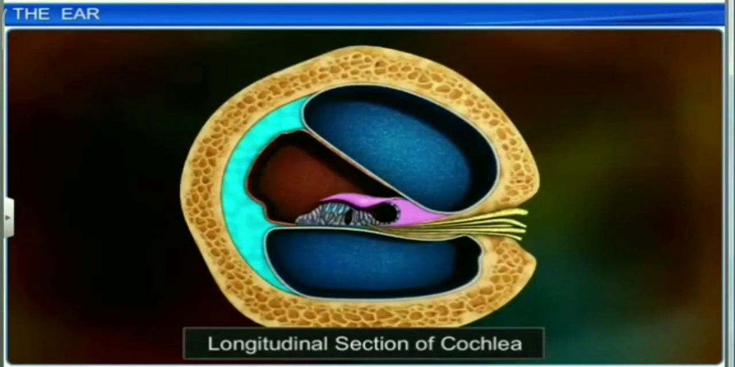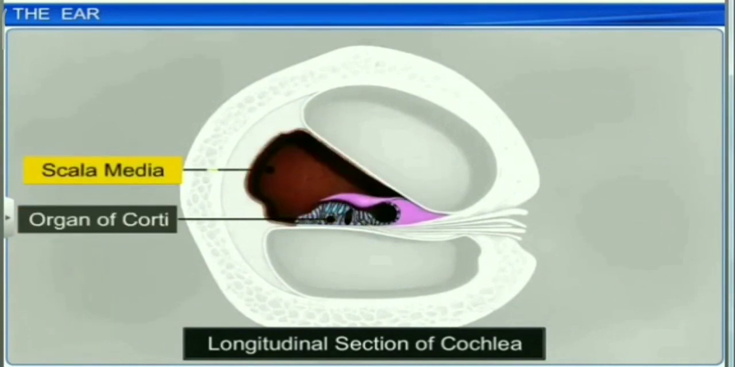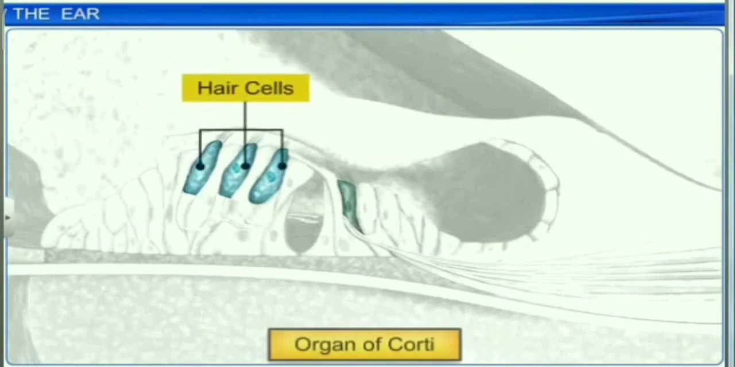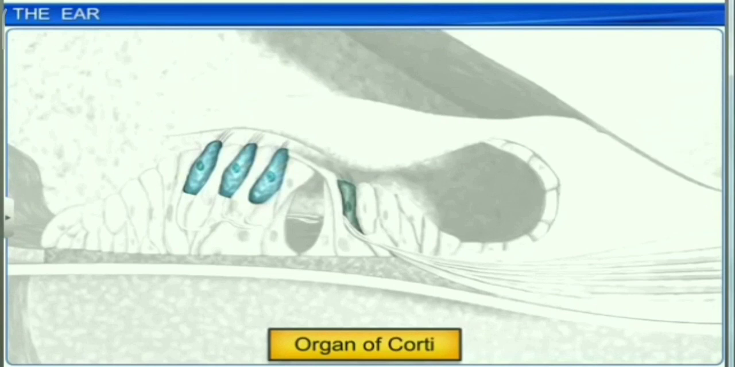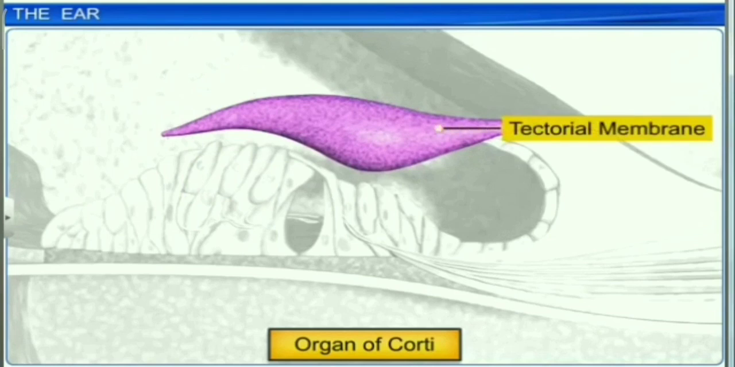The organ of Corti is a pea-sized structure located on the basilar membrane, that is the floor of scala media. The organ of Corti has a sensory epithelium over the basilar membrane. The sensory epithelium is in contact with the gelatinous tectorial membrane. The sensory cells have sensory hair on their free end, and so are called hair cells.